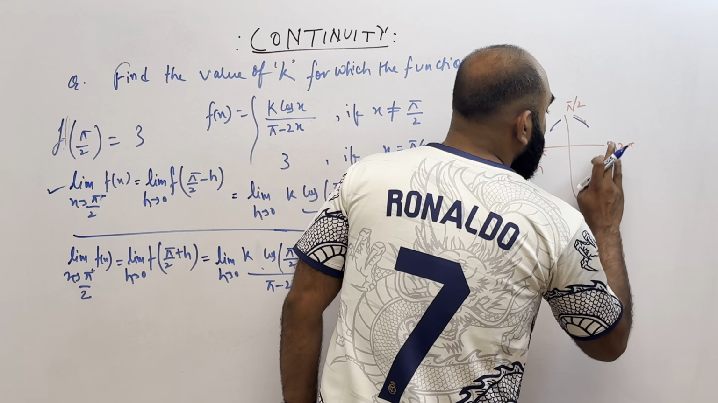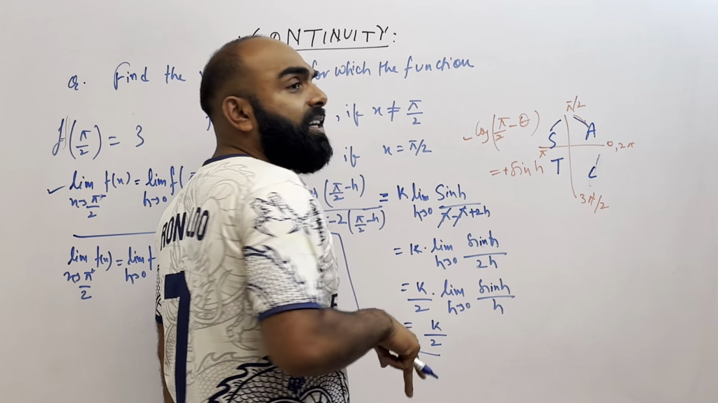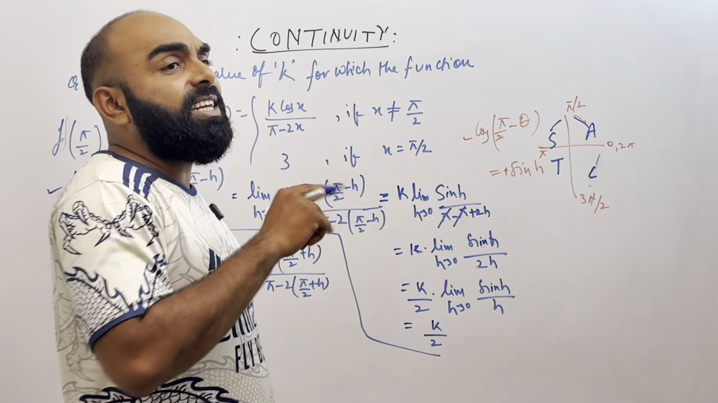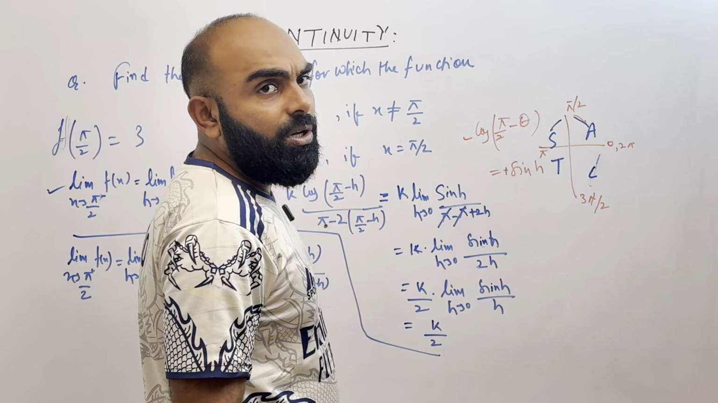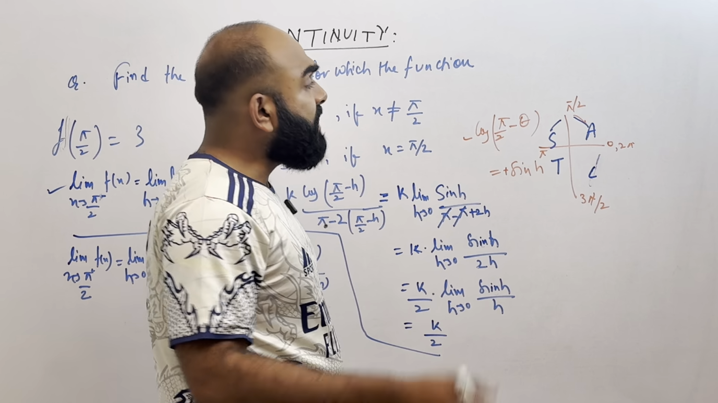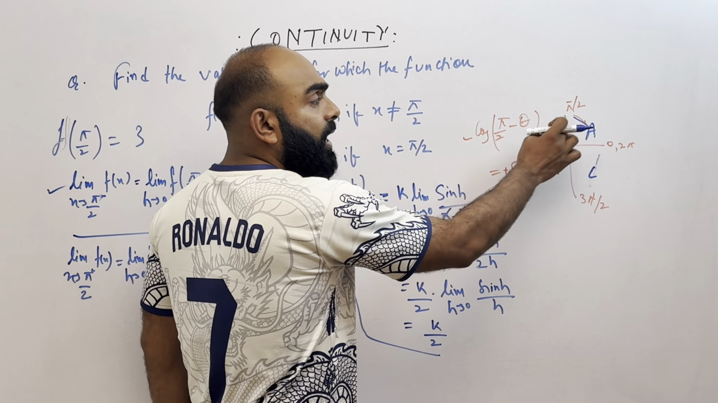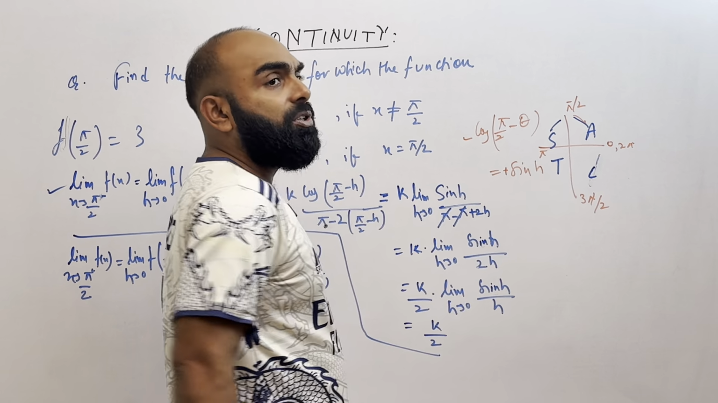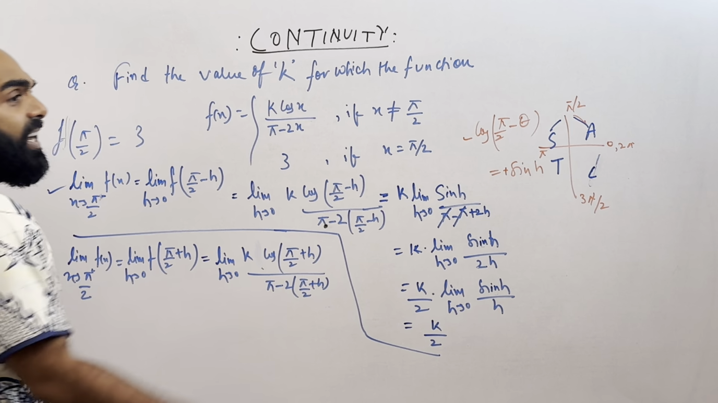What is the rule? CAST. C means the fourth quadrant, from 3 pi by 2 to 2 pi, where cos theta and sec theta are positive, and the rest are negative. Here, in the first quadrant between 0 and pi by 2, all are positive. The second quadrant is from pi by 2 to pi, where sin theta and cosec theta are positive and the rest are negative. In the third, tan theta and cot theta are positive, the rest negative.